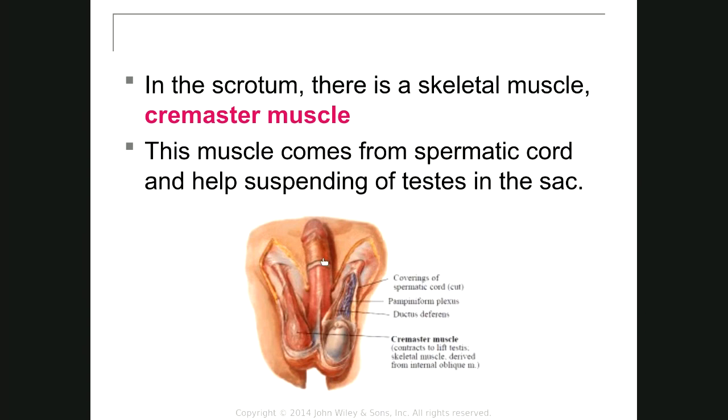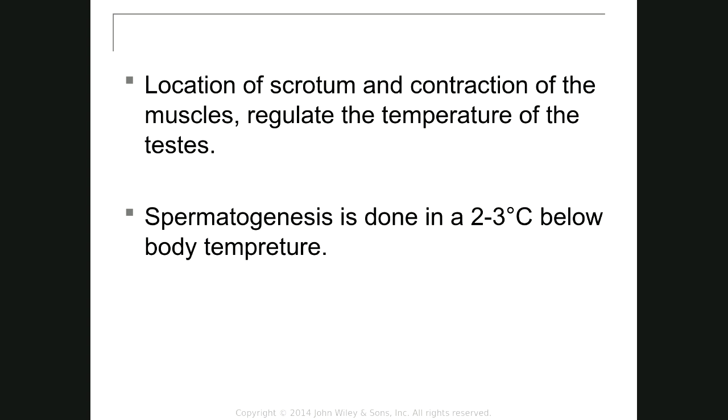Here you can see the cremaster muscle in the scrotum. This is, as I told you, a skeletal muscle and helps suspend the testis in this sac. And you need to know that the location of the scrotum and contraction of these cremaster muscles can regulate the temperature of the testis. Because, as I told you before, spermatogenesis should be done at 2 to 3 centigrade degrees below the body temperature.